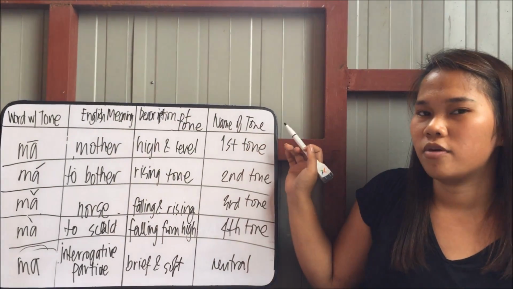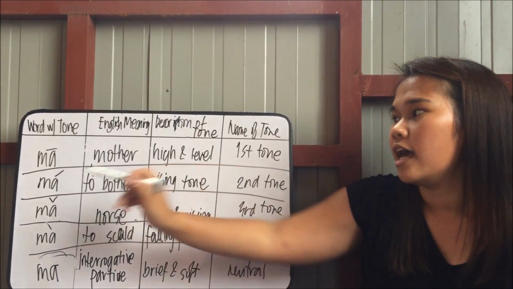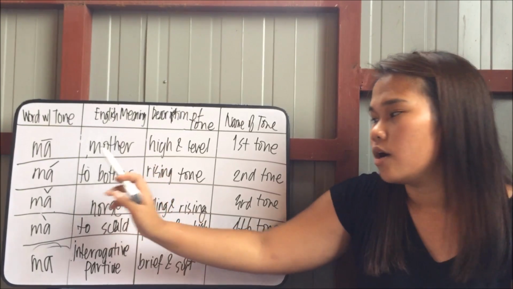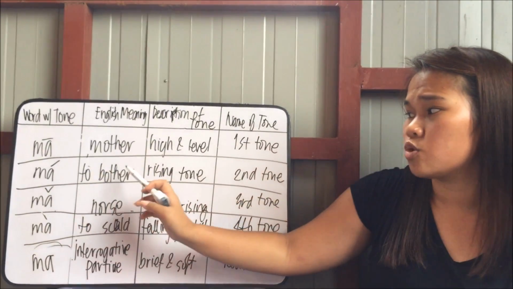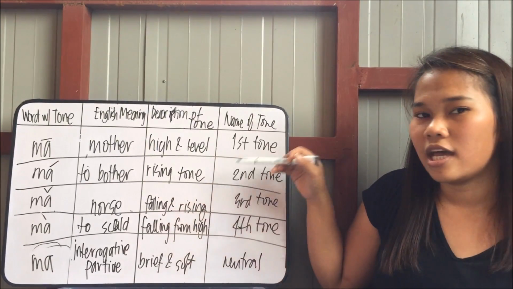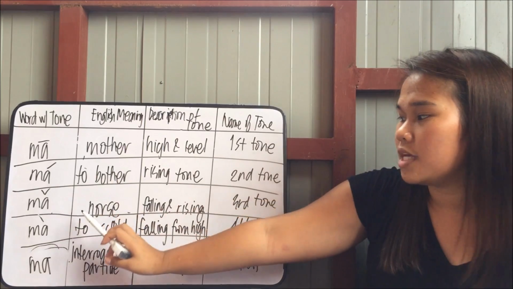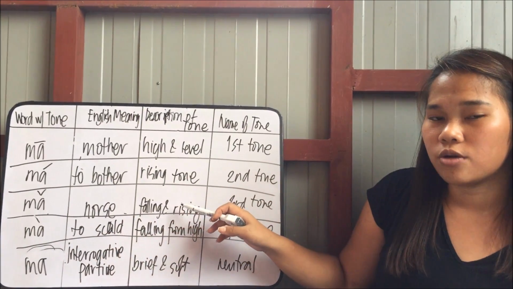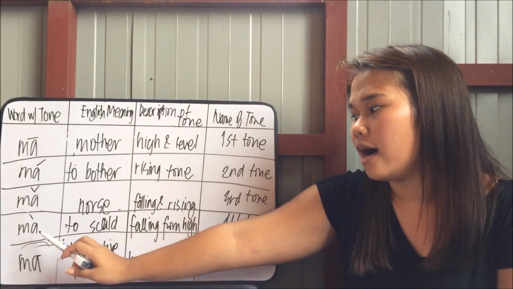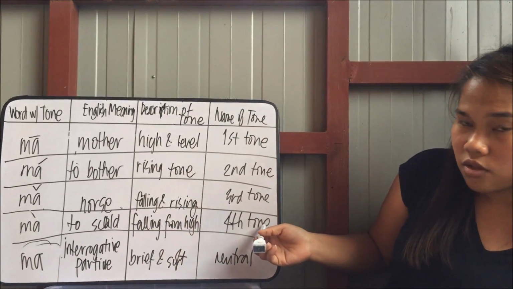We have here the first tone, which is the high and level tone, and we have ma, which means mother. We have ma, which means to bother. The description of the tone is a rising tone, and it is the second tone. We have here ma, which means horse. This is a falling and rising tone, and it is the third tone. It is ma, which is to scold. It is a falling tone, and it is the fourth tone.